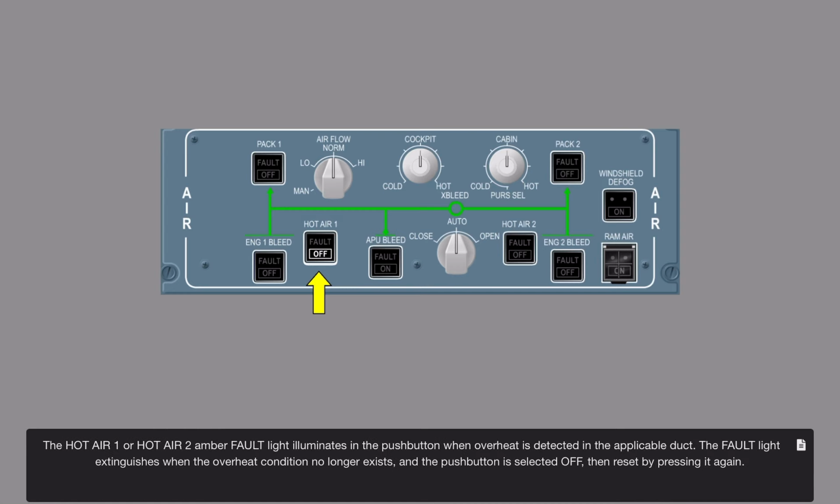The Hot Air 1 or Hot Air 2 amber fault light illuminates in the push button when overheat is detected in the applicable duct. The fault light extinguishes when the overheat condition no longer exists and the push button is selected off, then reset by pressing it again.